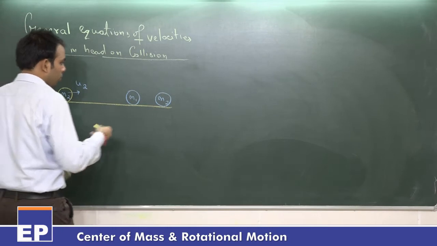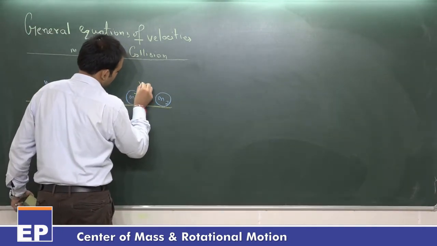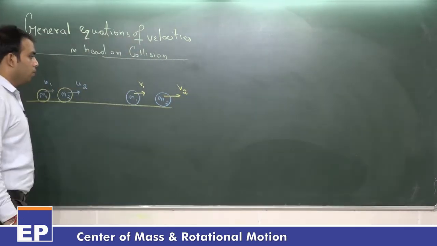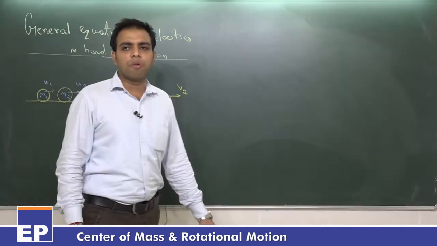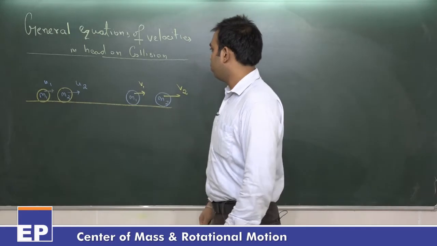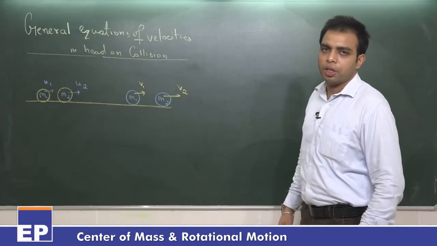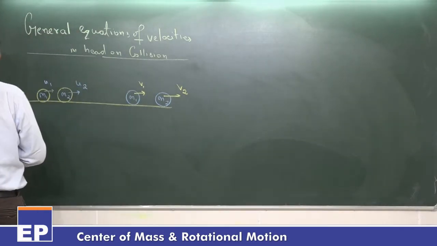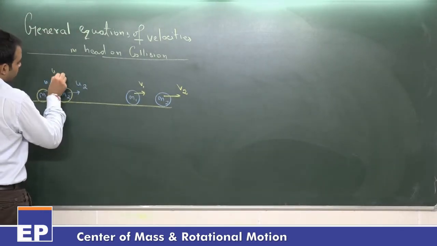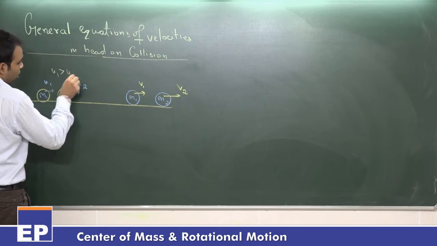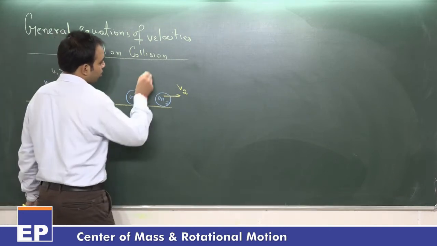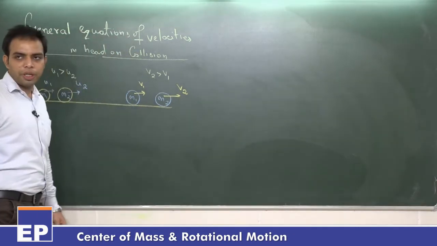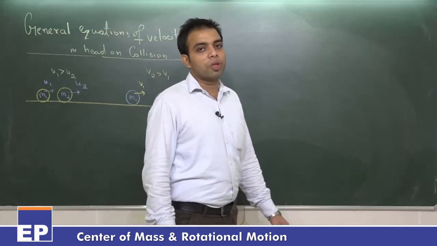After the collision, M1 will start moving with V1 and the other starts moving with V2. So they will move with different velocities after the collision, that is V1 and V2, and before the collision their velocities are U1 and U2. Of course, if it is colliding, then U1 is greater than U2. And if it is separating, then V2 is greater than V1. So we can write some equations between them.